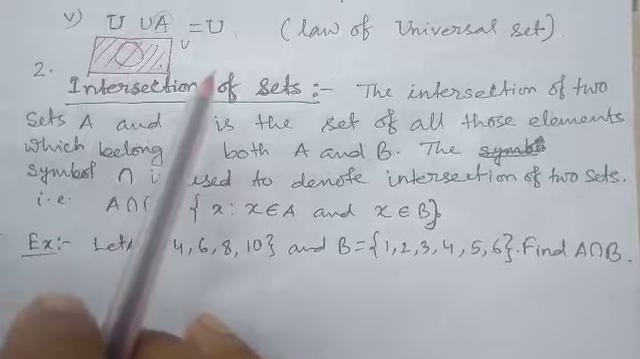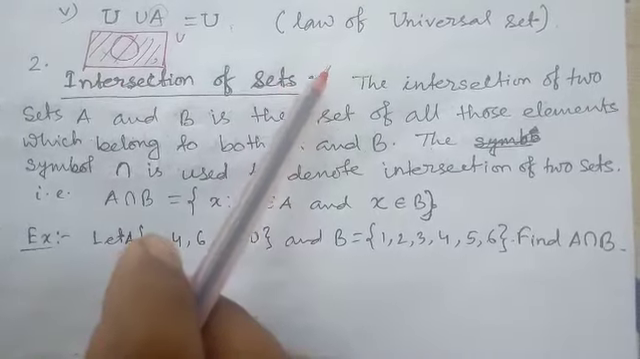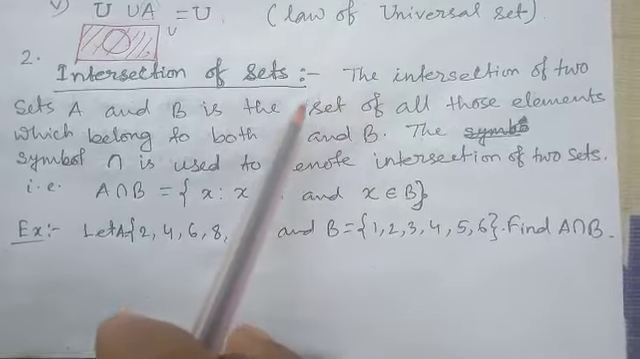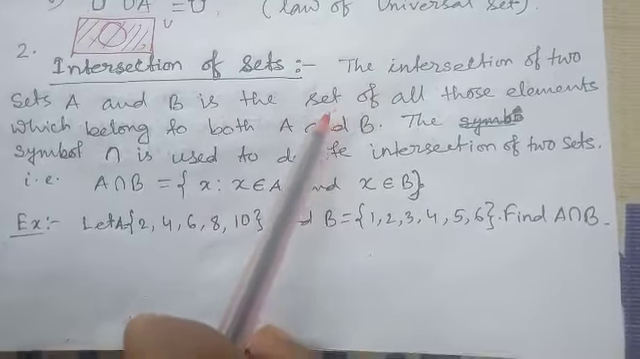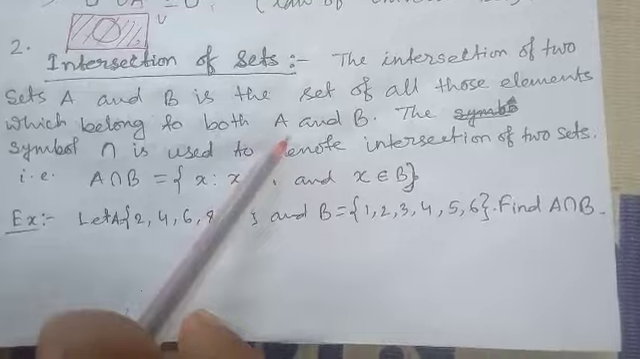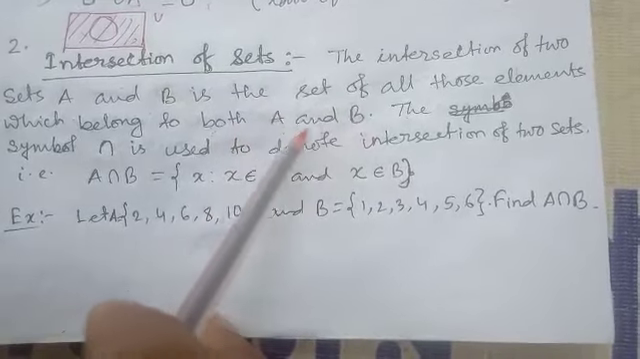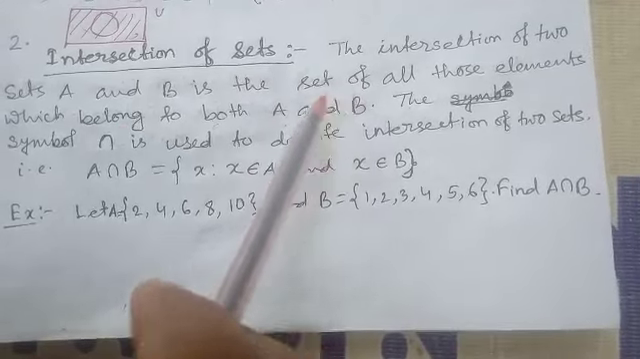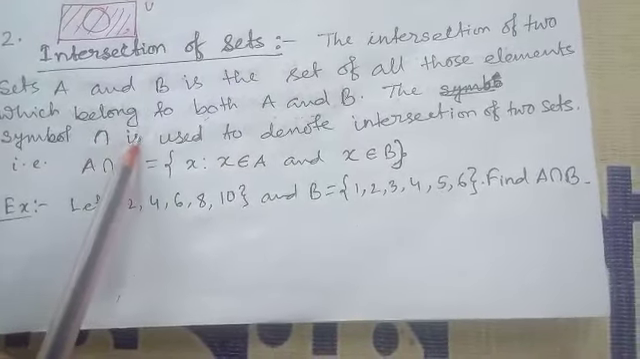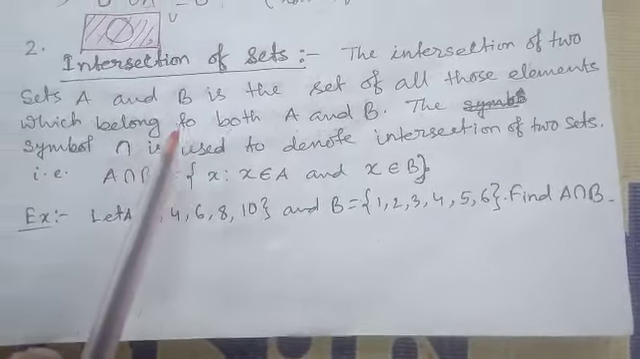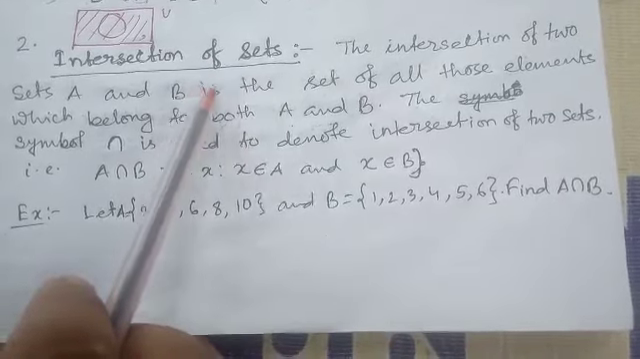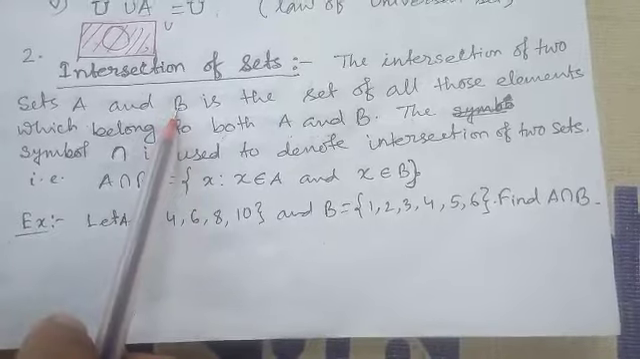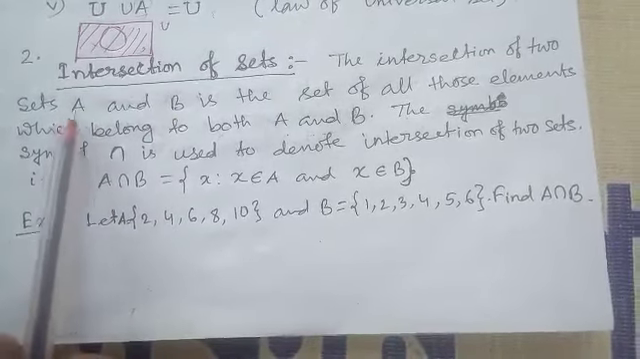Next one, intersection of sets. The intersection of two sets A and B is the set of all those elements which belong to both the sets A and B. That means all the common elements of both sets. And this is the symbol of A intersection B. Here A is any non-empty set, and B is also any non-empty set.